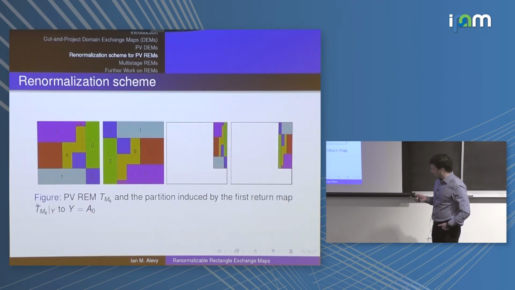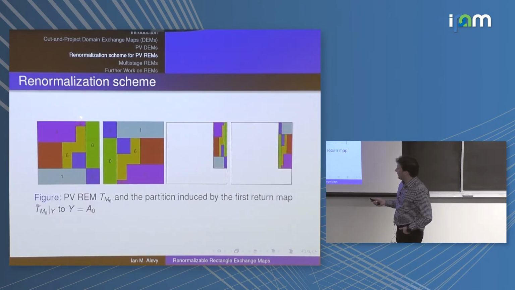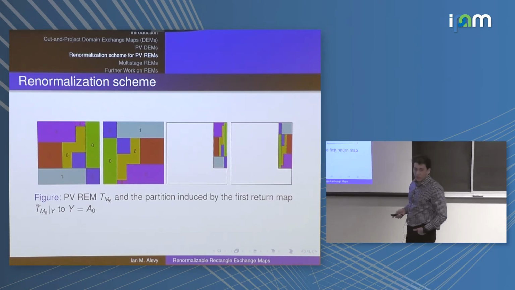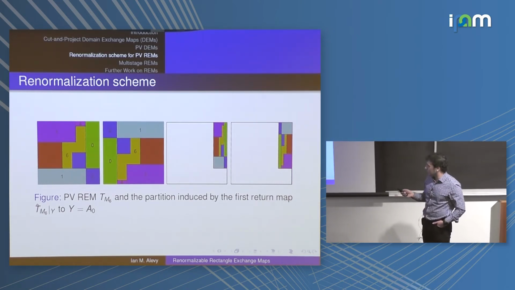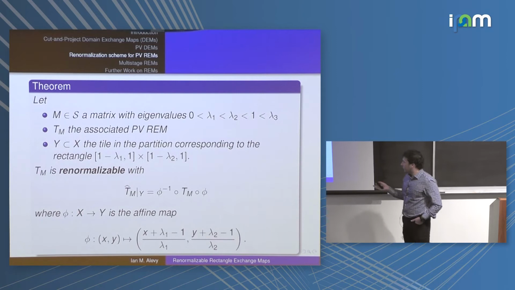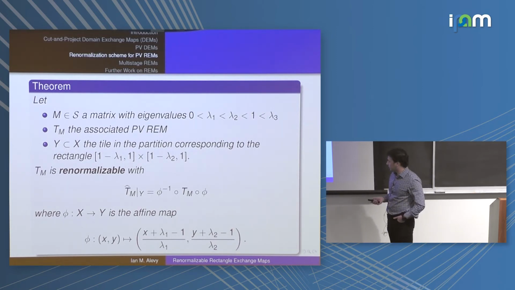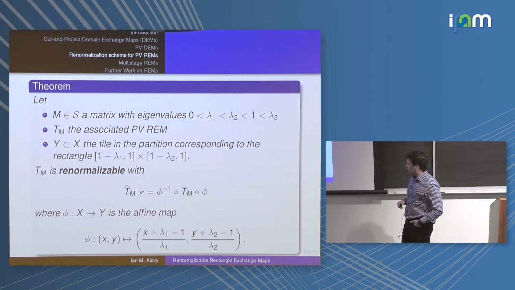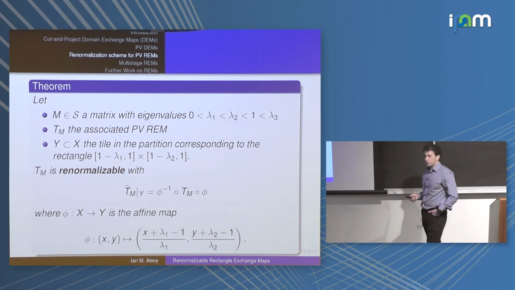So if you go back to this picture, we're always going to take the first return set to be this rectangle in the top right, which I've called rectangle 0. And so Tm is renormalizable, where the first return map can just be written as phi inverse composed with Tm composed with phi, where phi is an affine map computed explicitly here, and the formula just depends on the eigenvalues. xy gets sent to x plus lambda 1 minus 1 over lambda 1, and y gets sent to y plus lambda 2 minus 1 over lambda 2.